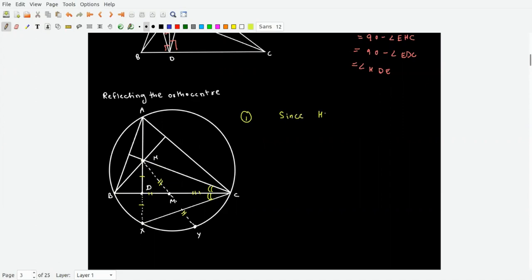Since HD is equal to DX, we have angle HCB equals angle XCD, which is equal to angle XCB. But we have angle HCB, which is this one, equal to angle PAD. Both are 90 minus B. This is also 90 minus B, and this one is also 90 minus B. So they're equal, which implies X belongs to the circumcircle ABC.